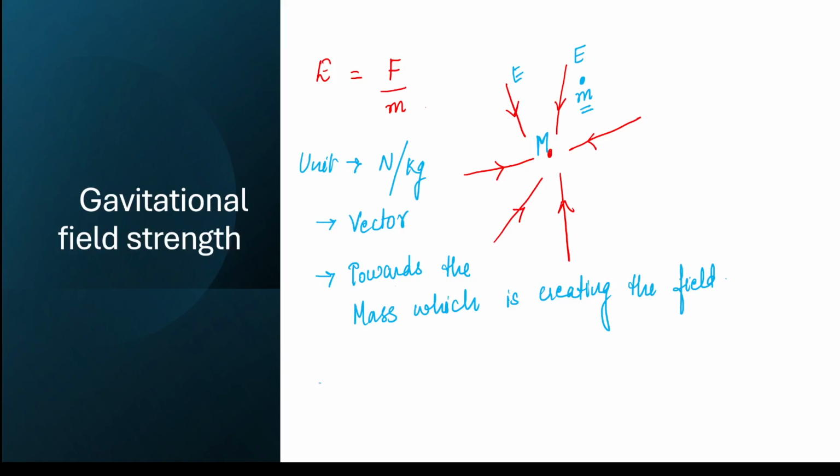The third point I want to make is, if I replace my force with GMm over r squared, I get the formula for field strength as GM over r squared. So this is the formula that comes from Newton's law.